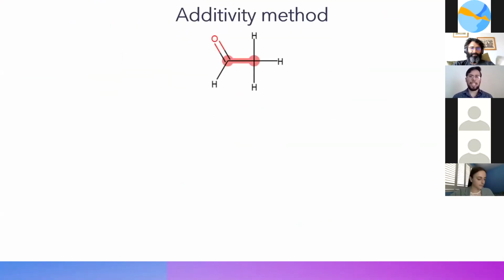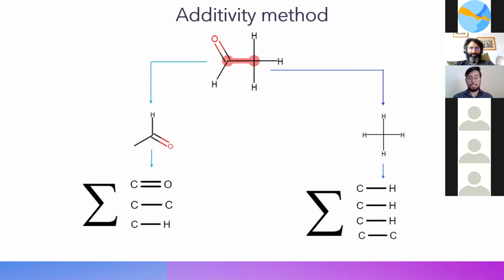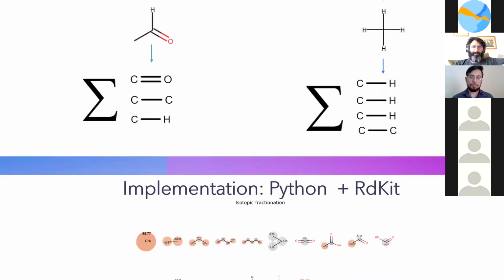So let's focus on Galimov's additivity method. Here we have a graph. We can subdivide this graph into two fragments, and we can subdivide those fragments into a subset of fragments that we can call, for instance, L factors. If we sum up over all these L factors, we can obtain the contribution of all those factors to a specific atom. With that, we can predict the isotopic fractionation of a specific atom and the entire isotopic fractionation of the molecule, of all its atoms.